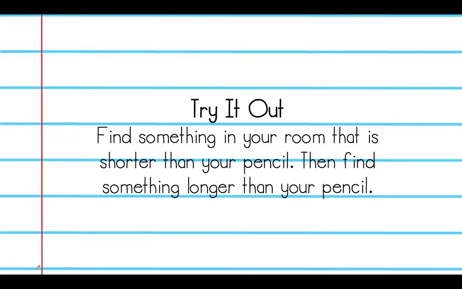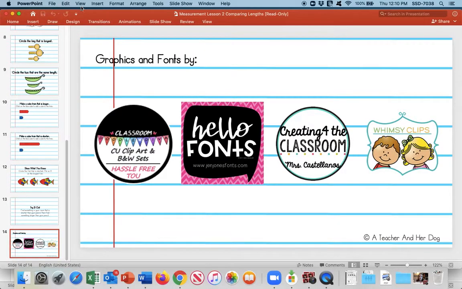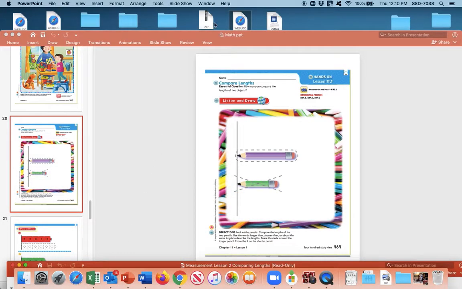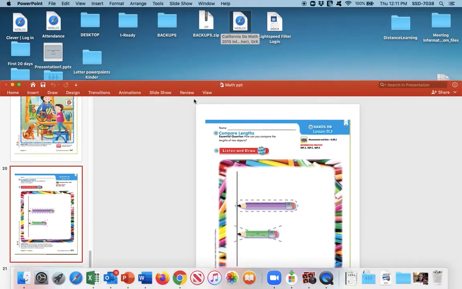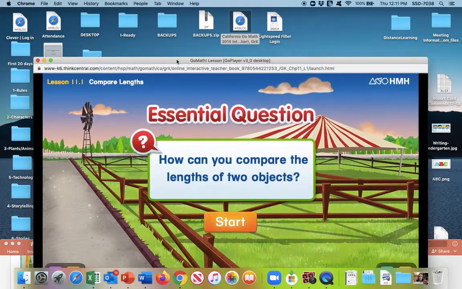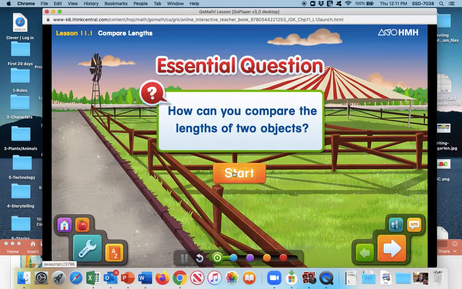Try it out. Find something in your room that is shorter than your pencil, and then find something that is longer than your pencil. And that's the end of our slideshow. I'm going to go ahead now and move this out of the way, and we are going to begin with our mouse friend. And our mouse friend is right here. I'm going to bring him up so that he can introduce our lesson today.